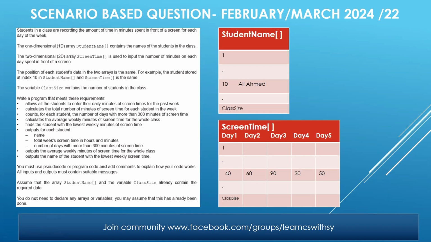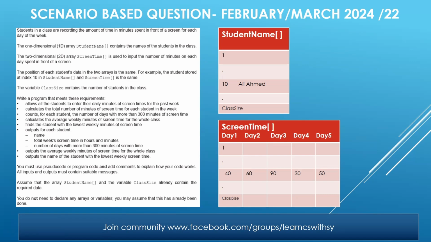The 1D array student name contains the names of the students in the class. The 2D array screen time is used to input the number of minutes on each day spent in front of a screen. Any questions till now? We have two arrays. The first one is a 1D array to store the students' names, and the second one is a 2D array by the name screen time. It is meant to store the number of minutes spent by each of the students the whole week.